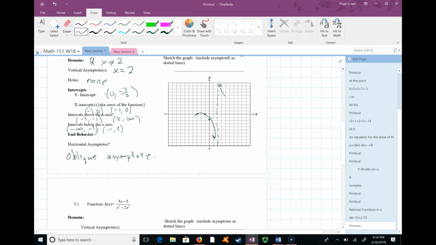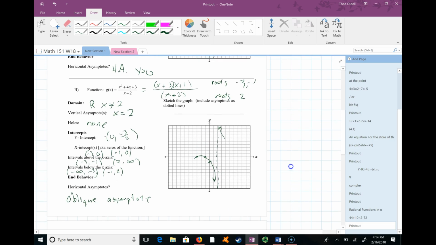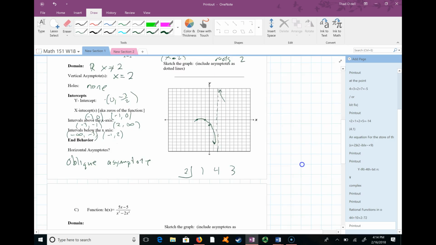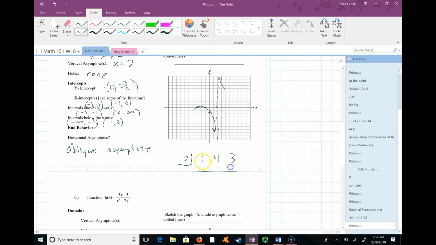And you can find the oblique asymptote by dividing this. So I'm going to take 2 in the box, and I'm going to run it through synthetic division, because that's how we divide that by x minus 2. So let's see, that'd be 1, 2, 6. 2 times 6 is 12. We don't care about the remainder. So there's an oblique asymptote at y equals x plus 6.